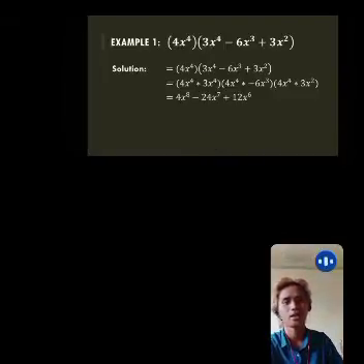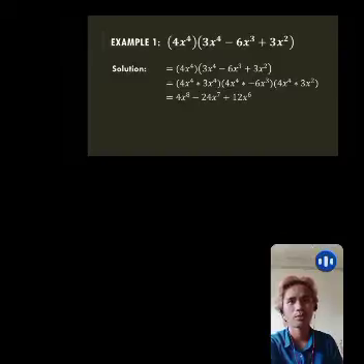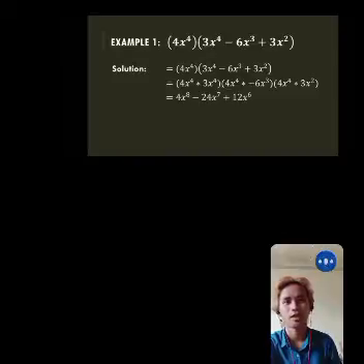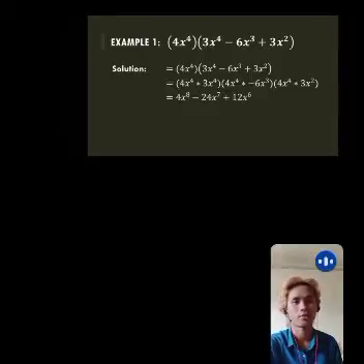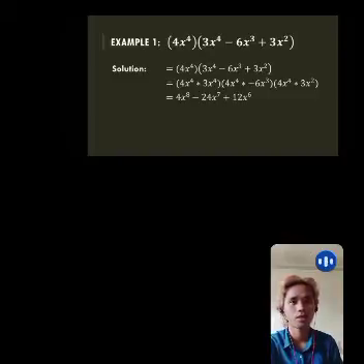That would be 12x raised to the power of 6, followed by negative 24 because of 4 times negative 6. Adding the exponents, 2 plus 3, that would be 5. And the last term would be 12x raised to the power of 4 because it's 2 plus 2 and then 4 times 3.